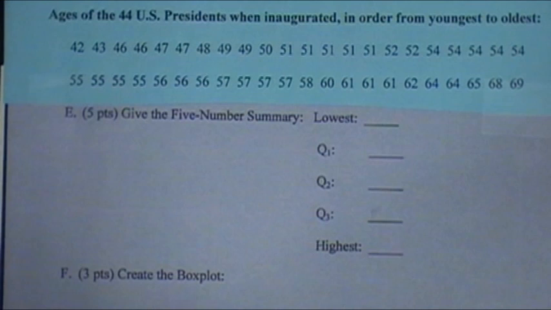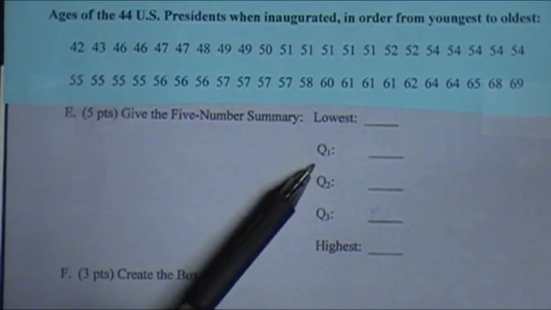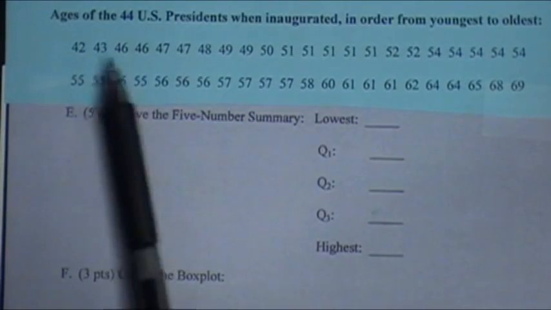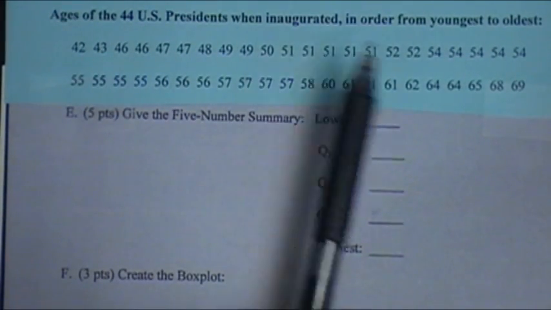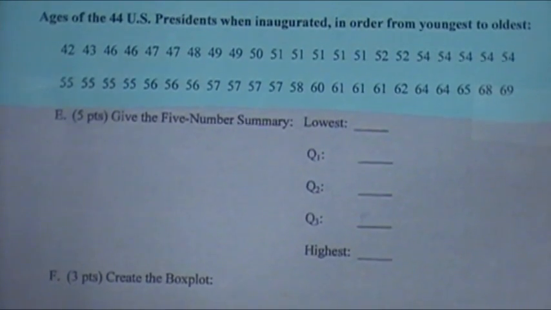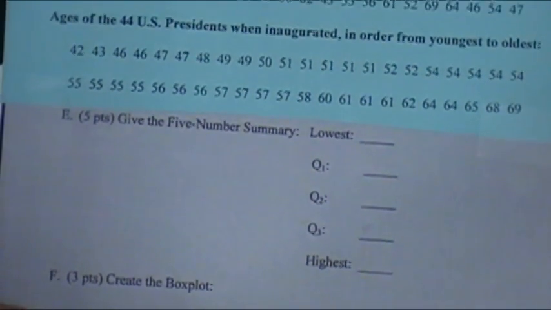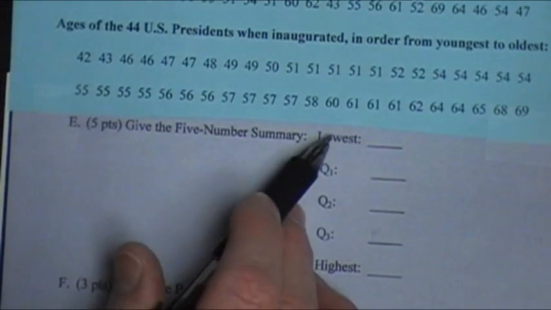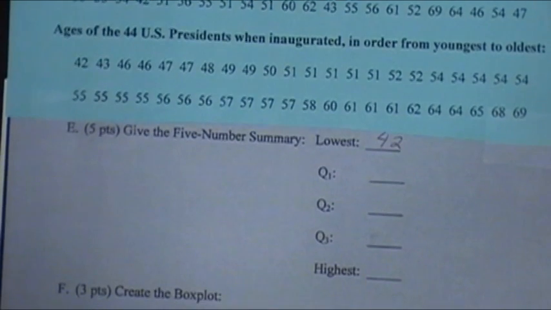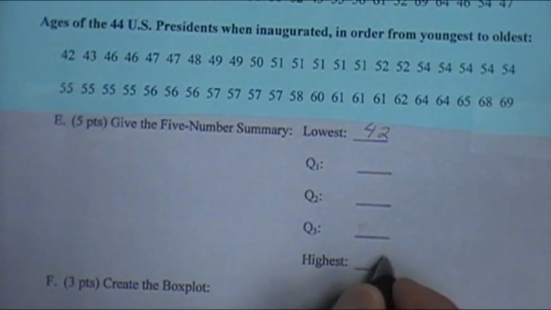Well, since there are 44 presidents, that divides very nicely by 4. So we have the 3 quartile values dividing it up into 4 chunks of 11 presidents each. So these first 11 presidents are the very youngest, and this last 11 presidents are the very oldest. So let's go ahead and complete our 5-number summary of this set of data. It's not difficult at all. The lowest, the youngest, is 42, so we'll put a 42 in here. The highest, the oldest, is 69.